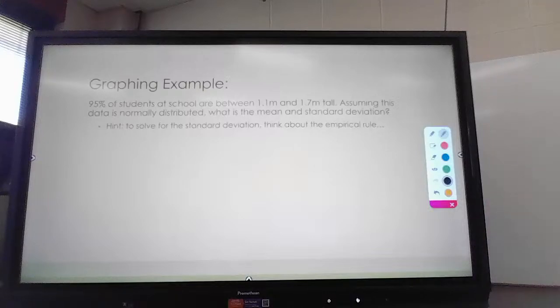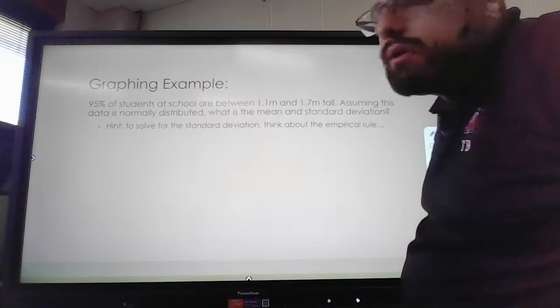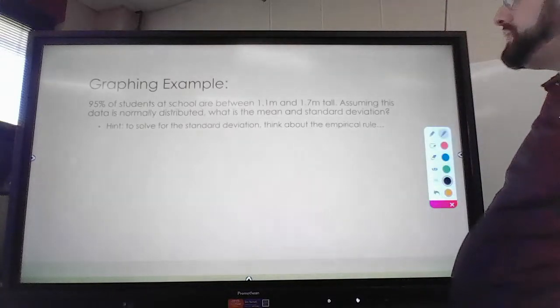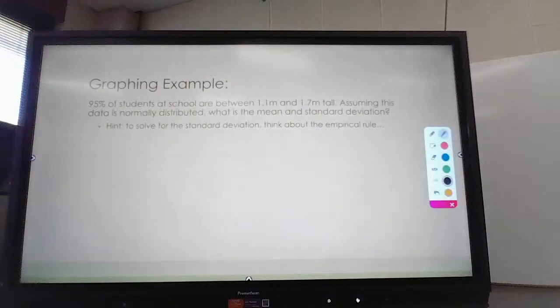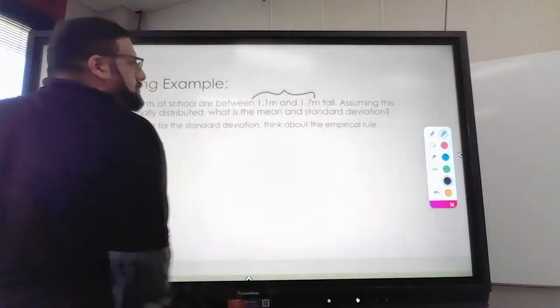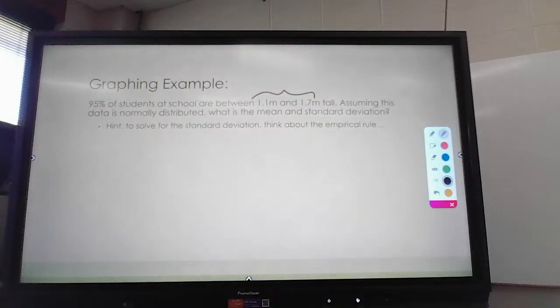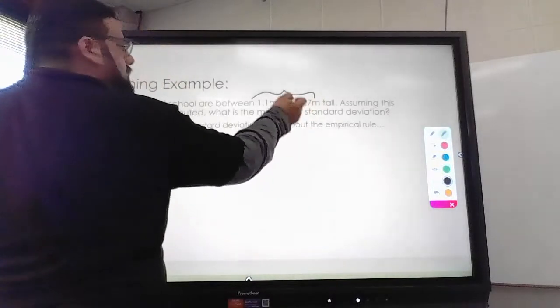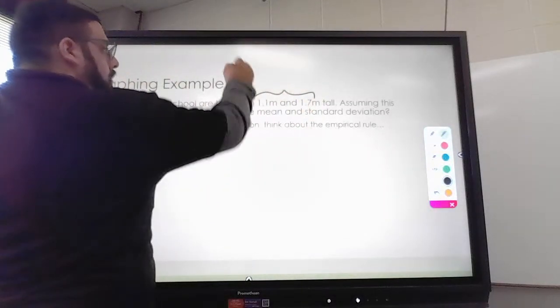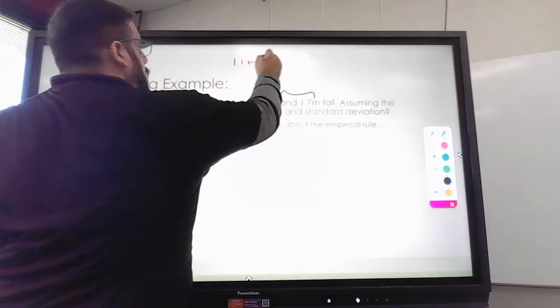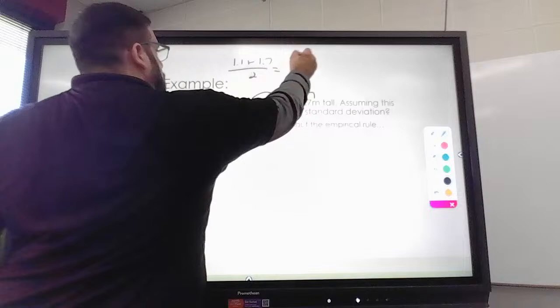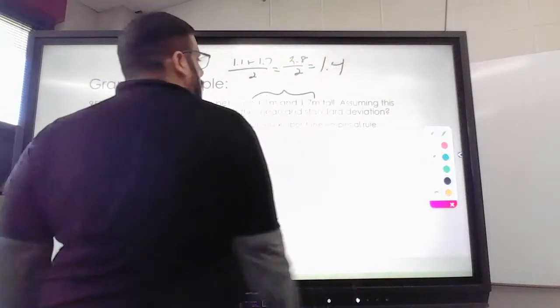Here's an example. 95% of the students at school are between 1.1 meters and 1.7 meters tall. Assuming this data is normally distributed, what is the mean and the standard deviation? Well, first off, I can find the mean easily by finding the midpoint between these two values. Because remember, it's symmetrical. So whatever the middle of these values is, that's your mean. So 1.1 plus 1.7 divided by 2, that's 2.8 over 2, which is 1.4.